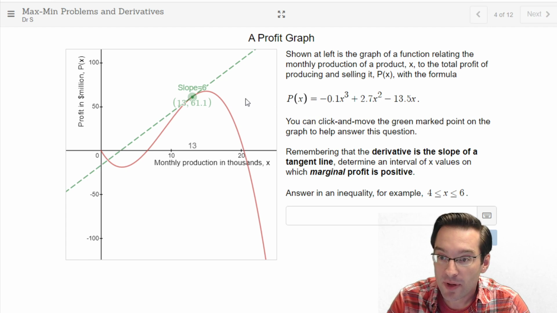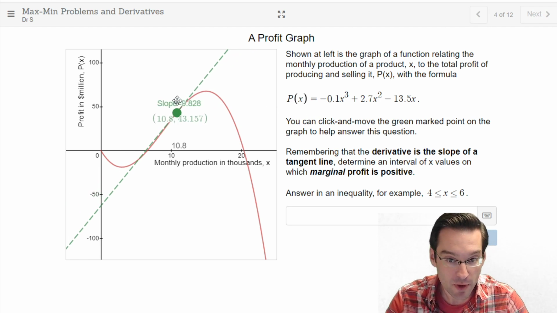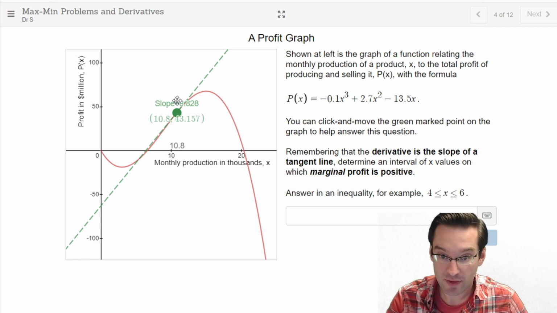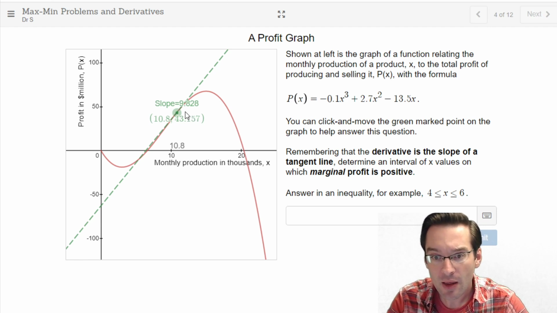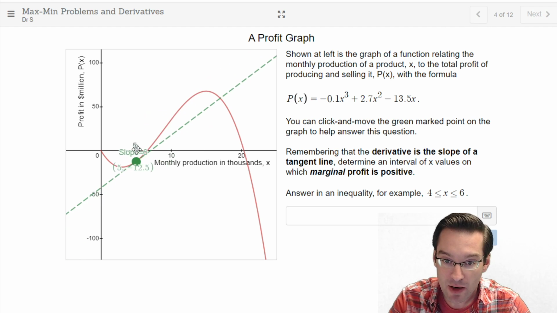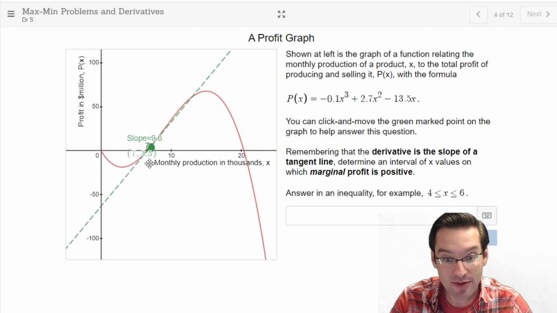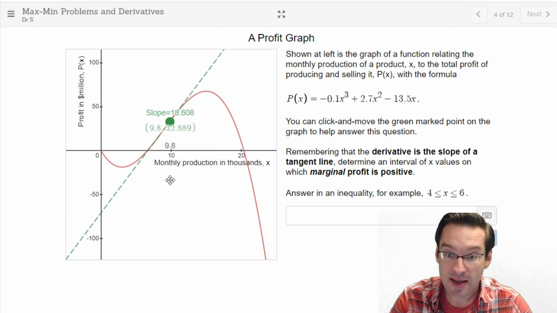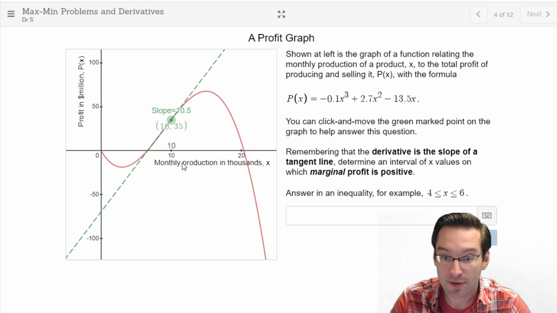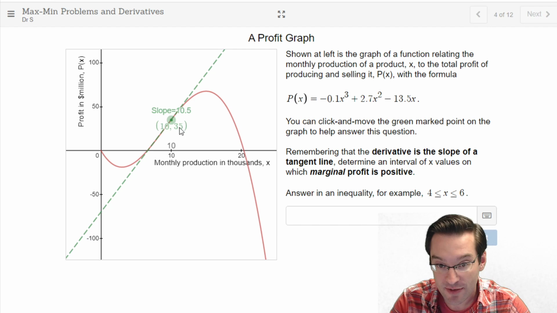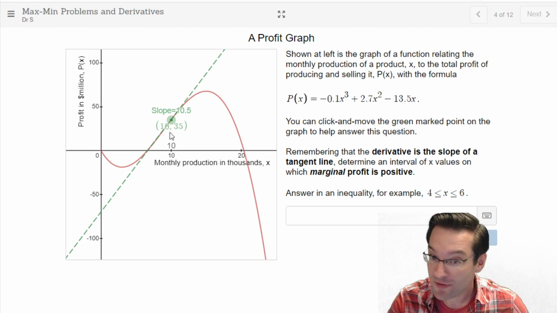So if we're looking for the places where the marginal profit is positive, we're looking for places where selling one more unit will actually make us a positive amount of more profit, right? The next unit we sell is going to make us money. And so that's going to happen anywhere that the slope of my tangent line, which is the marginal profit, is positive, right? So let's say that we're currently producing 10,000 units, right? 10,000 monthly units. Then that means that we're making $35 million in profit because that's the XY coordinates of this point on the profit graph.